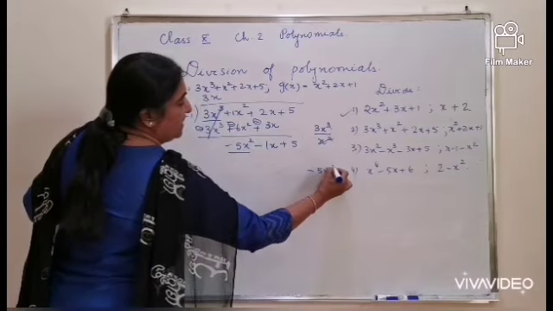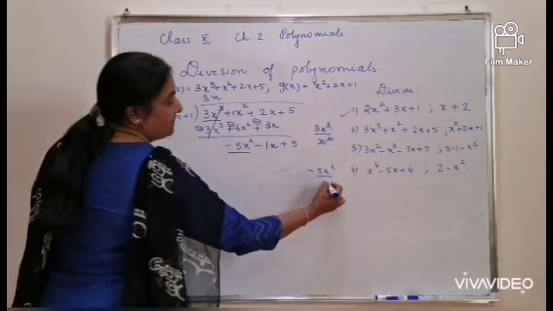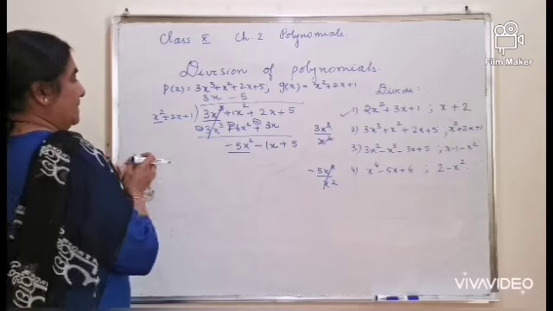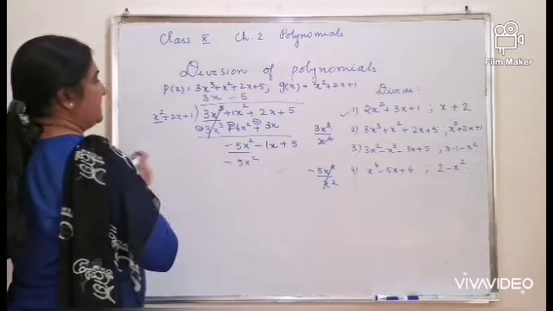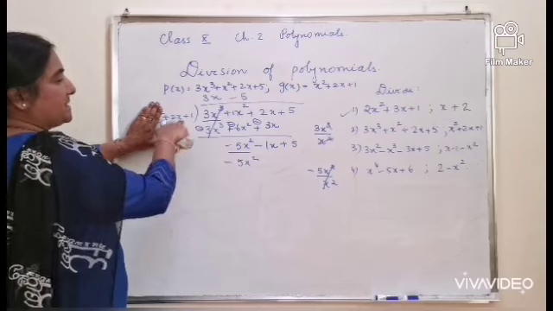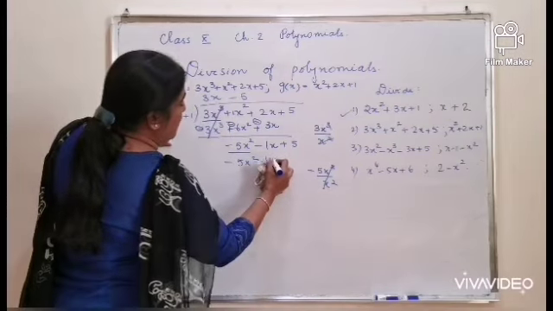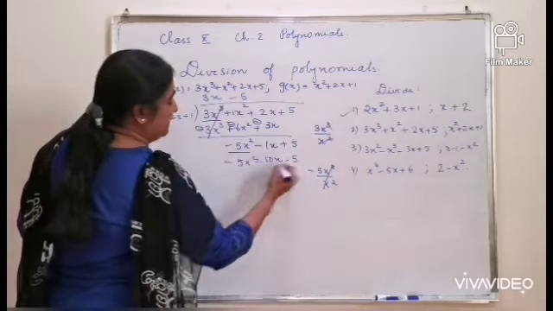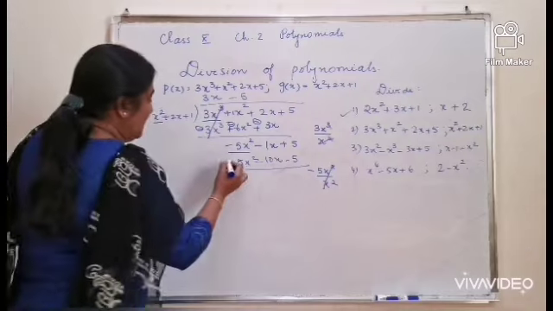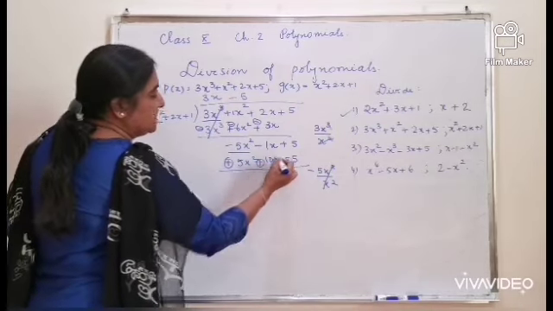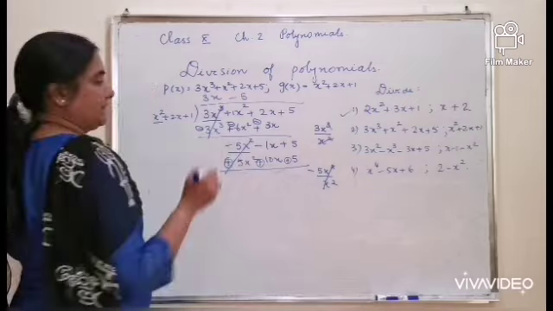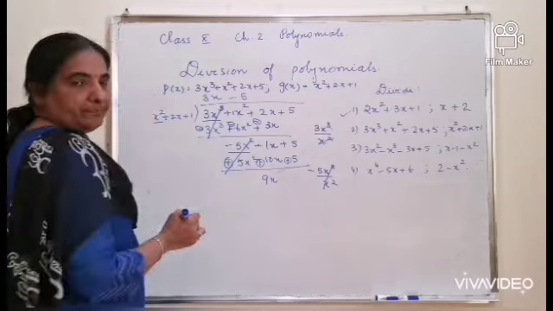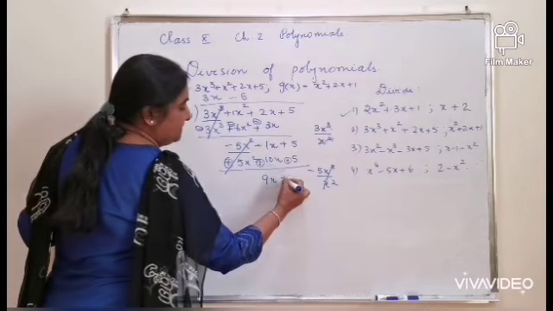Minus 5x square by x square is minus 5. First term the same, second term plus 2x into minus 5 is minus 10x. Plus 1 into minus 5 is minus 5. Change the sign, change the sign, change the sign. Minus 1 plus 10 is 9x. Plus 5 is plus 10.